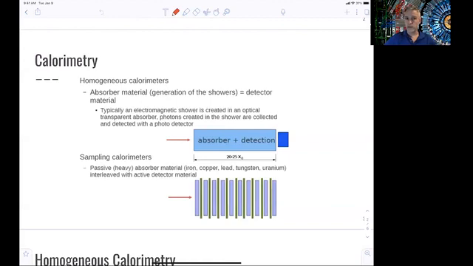Alternatively, one can use sampling detectors, where you have the heavy material being used in order to induce a shower, and then the detection material in order to count, again, the number of photons.